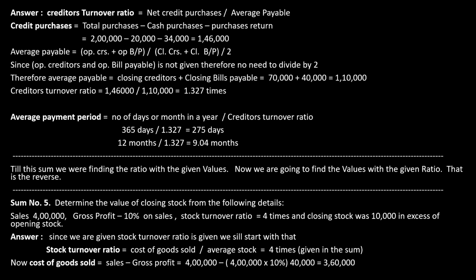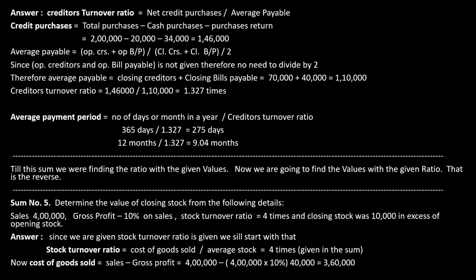So this is all about your ratios in stock, debtors and creditors. Is it clear? These are the sums which you did in +2 itself. Do you remember that? So far, they gave you the values: sales, cost of goods sold, average receivable, average payable, average stock, everything, and we found the ratios. Now we are going to do the reverse.